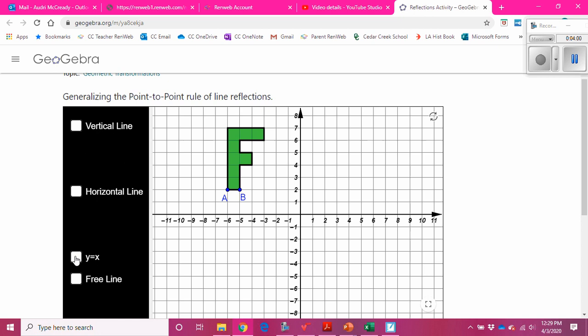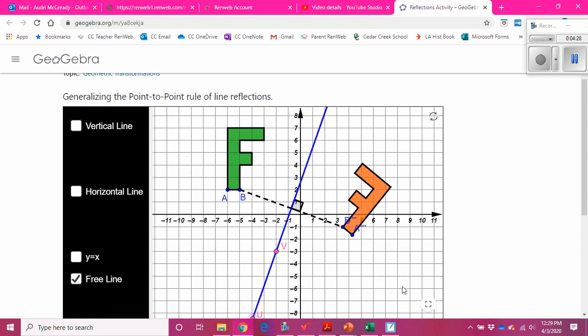Let's look across the line y equals x. Remember, this is the diagonal line that goes right through the origin. So this is a reflection across the line y equals x. Then we can do a free line, or you could do any diagonal, and you just keep turning it around.